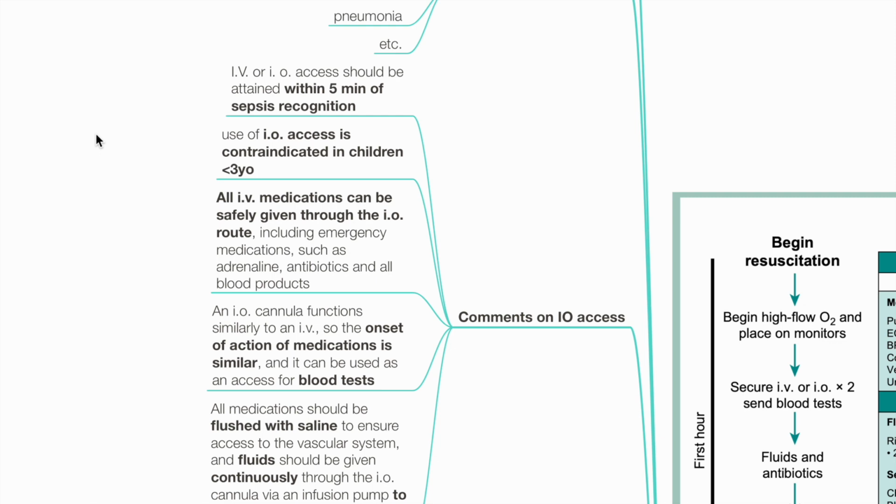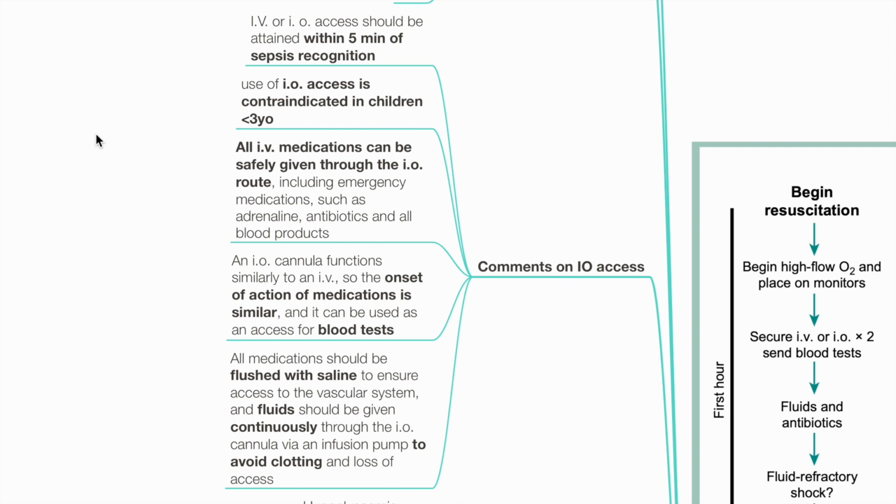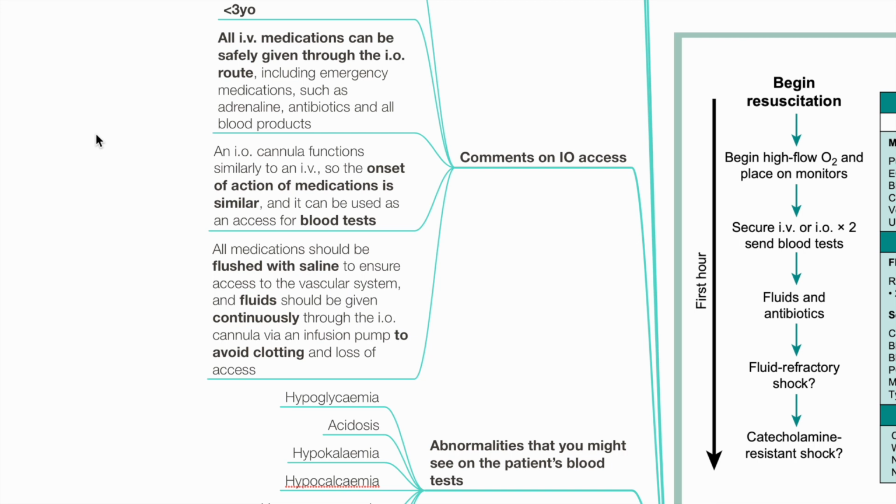All IV medications can be given safely through the IO route, including emergency medications such as adrenaline, antibiotics, and blood products. An IO cannula functions similarly to an IV. Onset of action of medication is similar. It can be used for access for blood tests. All medications should be flushed with saline to ensure access to the vascular system. Fluids should be given continuously through the intraosseous cannula via infusion pump to avoid clotting.